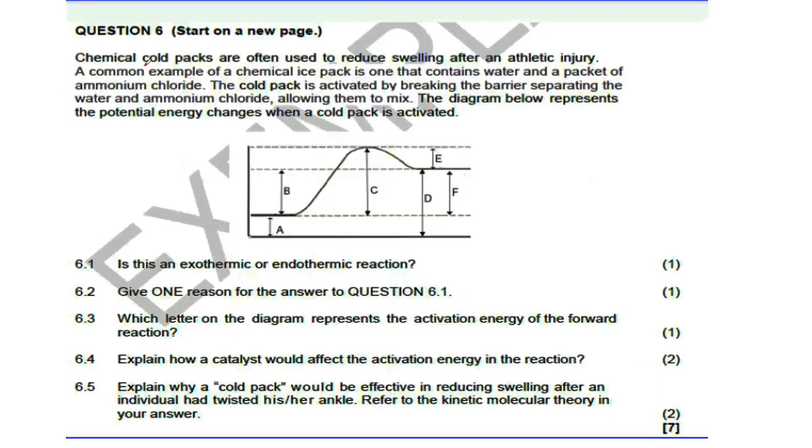So it says chemical cold packs are often used to reduce swelling after an athletic injury. A common example of a chemical ice pack is one that contains water and a packet of ammonium chloride. The cold pack is activated by breaking the barrier separating the water and ammonium chloride, allowing them to mix. The diagram below represents the potential energy changes when a cold pack is activated. Then 6.1 says, is this an exothermic or endothermic reaction?